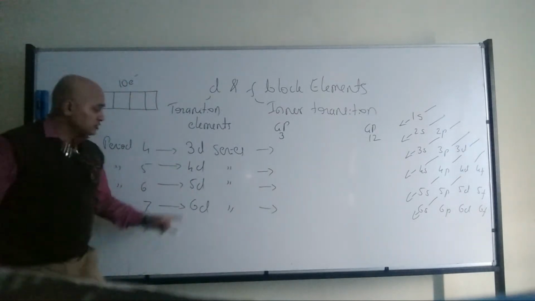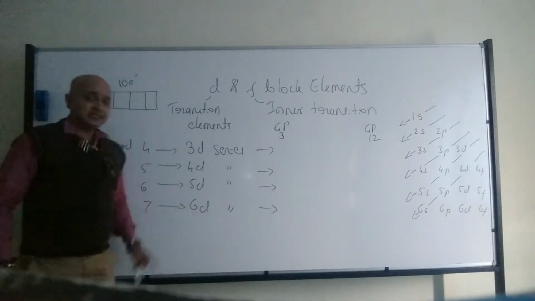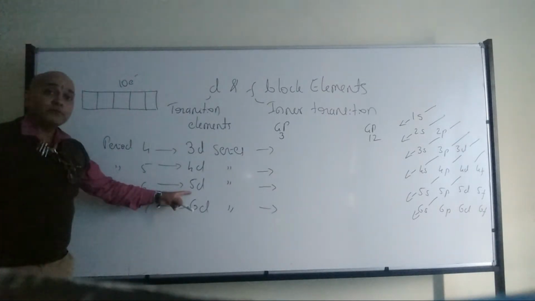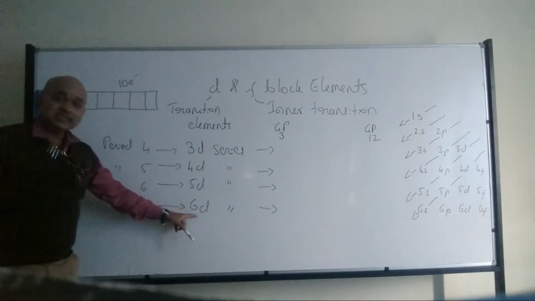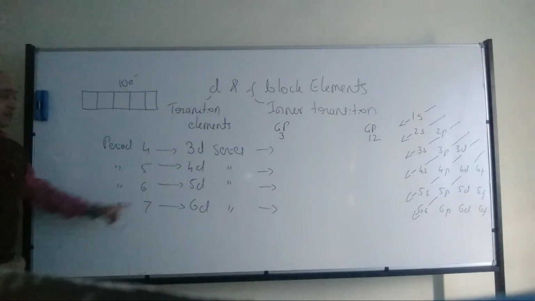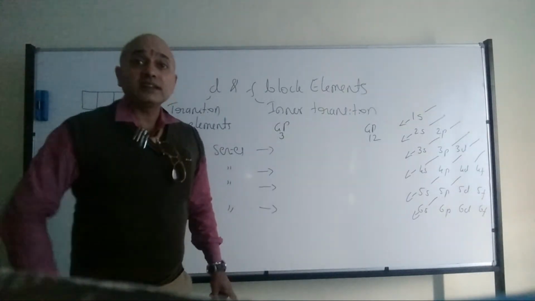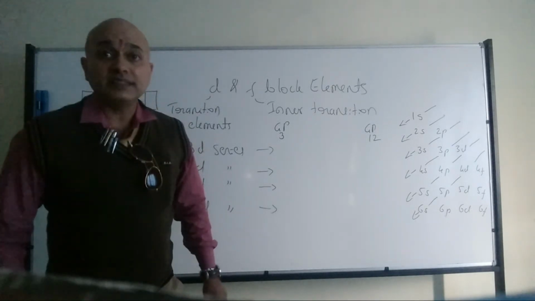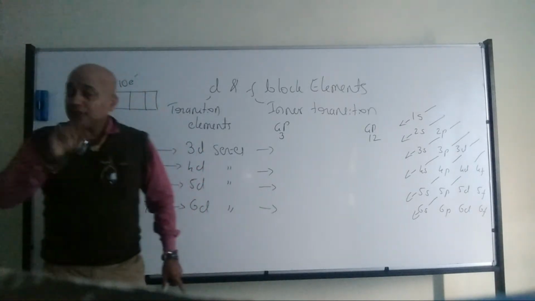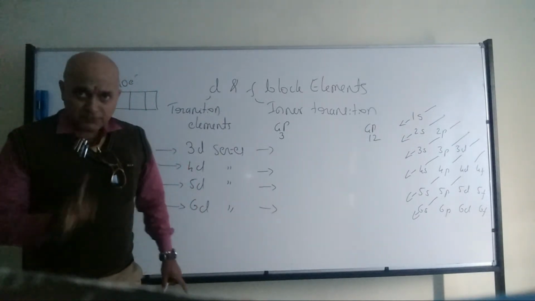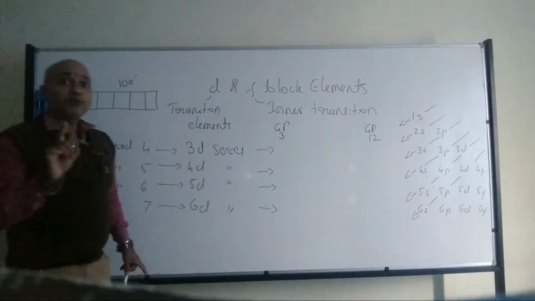But when it comes to 5d and 6d, period number 5d means period number 6, and 6d means period number 7. When it comes to these two, it looks like more elements are there with respect to atomic number. That is because in between we will be having F block elements.